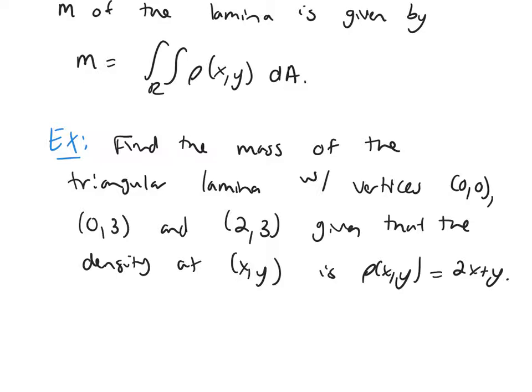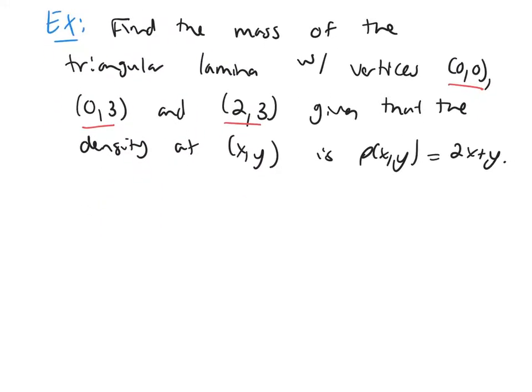So the first thing we're going to do is we want to understand our plane region. It's a triangular region, and I'm going to plot these three vertices here. So I have my origin, (0, 3), and (2, 3). We're looking at the triangle between these three. So here's my region. And so we are going to need to describe our region.